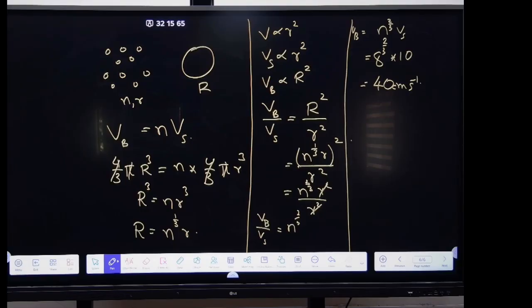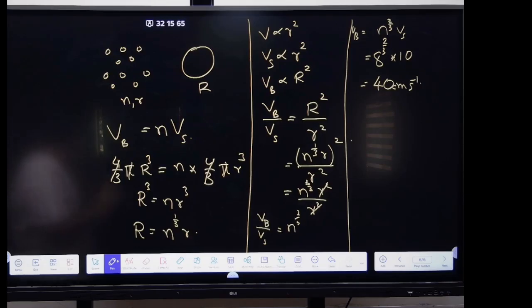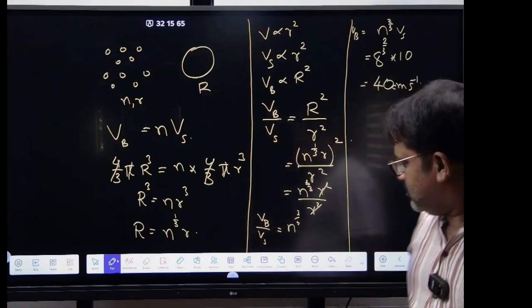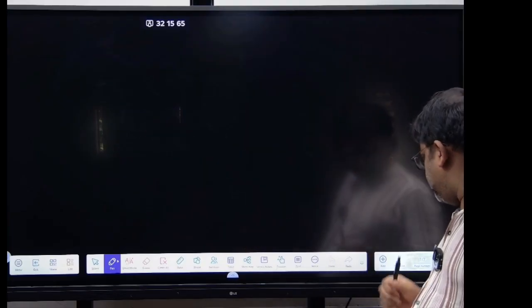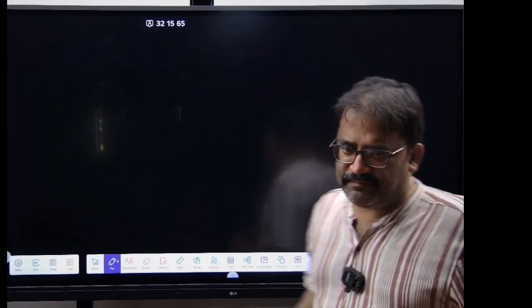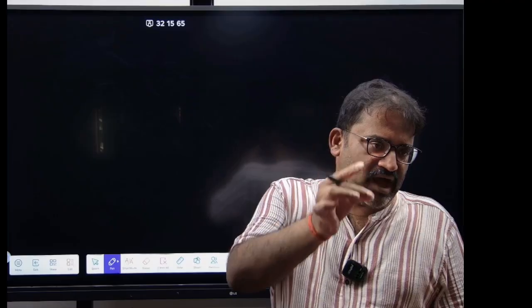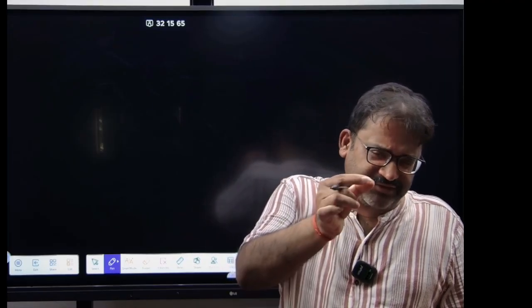Yes. What might be the answer? So let us first of all try to understand the meaning of capillary rise. Capillary is nothing but a small fiber-like glass tube. It will be extremely thin. That is what is called a capillary.